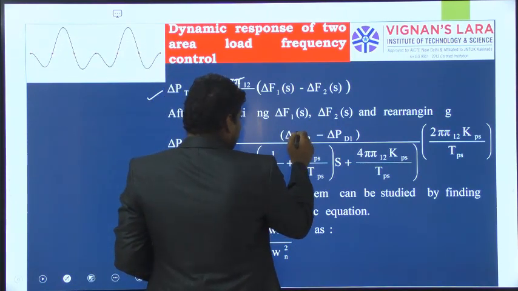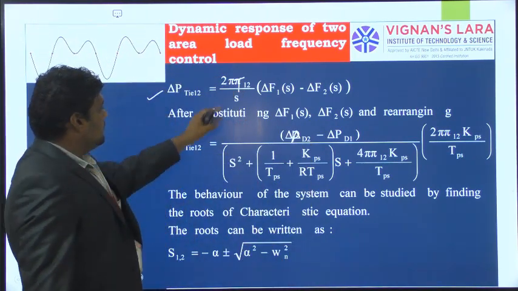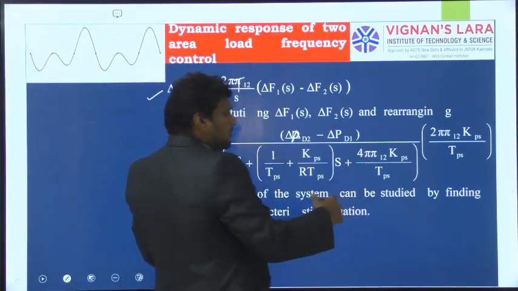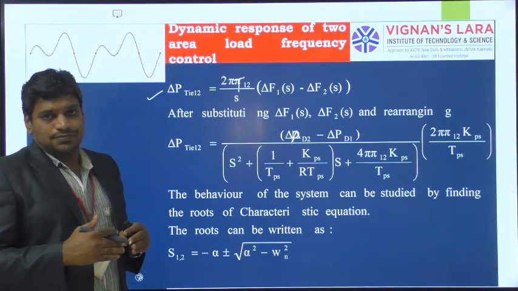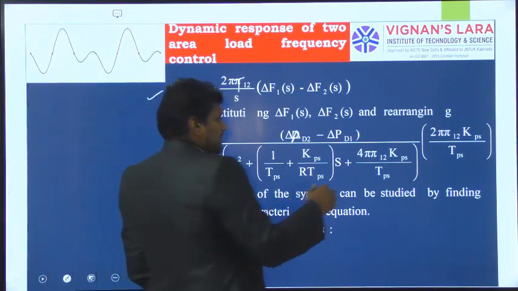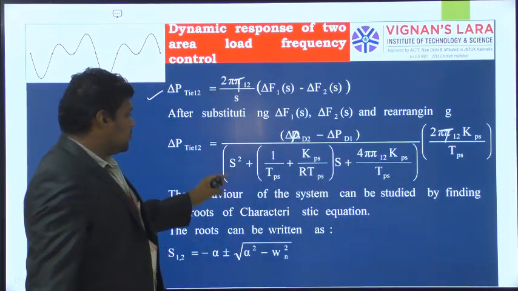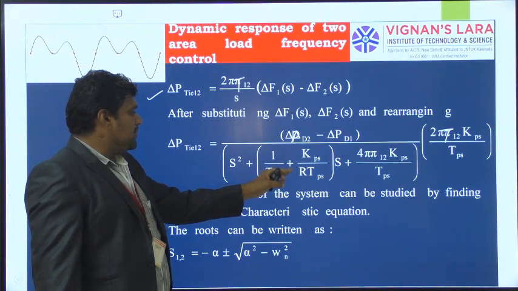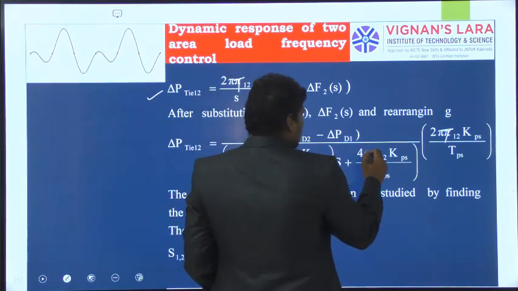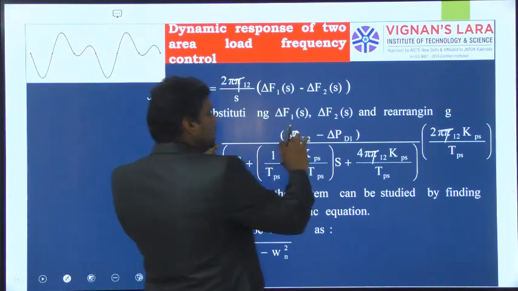Okay, so the notation has been changed here. Substitute here, and after replacing you have to bring the expression into the form of a quadratic expression in the denominator: S square plus 1 by Tps plus Kps by R Tps into S plus 4 pi T12 into Kps by Tps. The remaining we need not bother about.